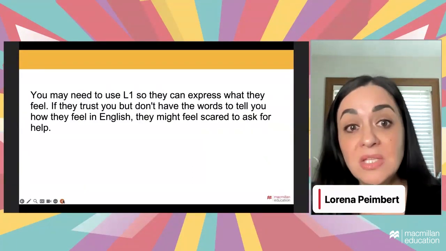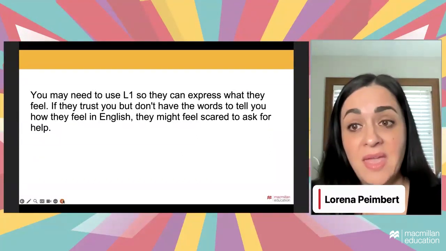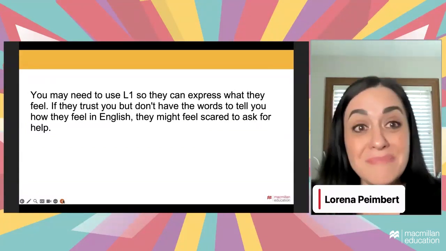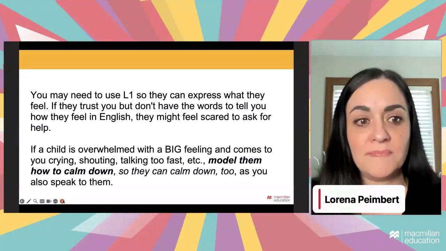And you may need to use language one so they can express how they feel. Because if they trust you, but they don't have the words in English to tell you, they might feel scared to ask for help. So let them use language one.